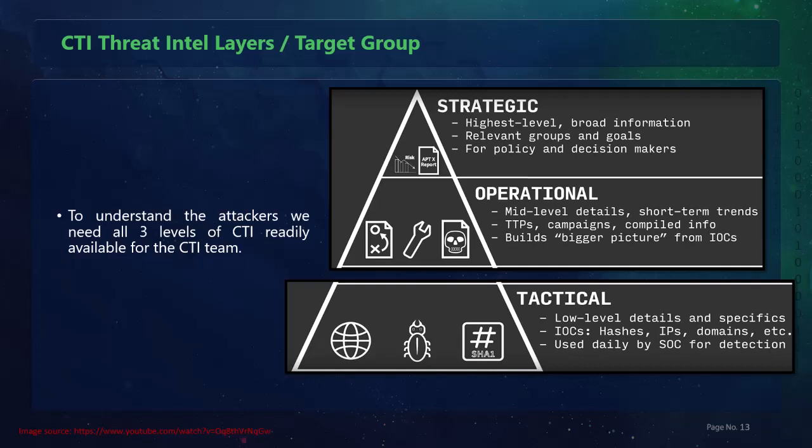And then looking at the actual tactical, this is where you normally have much lower level details and specifics. Things that wouldn't make sense to the strategic, high level C-level decision makers and executives, like indicators of compromise: the hashes, the IPs, domains, etc. And of course, these are used daily by the SOC for detection and by the cyber threat intel teams.